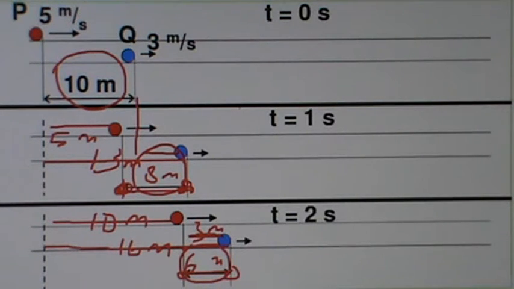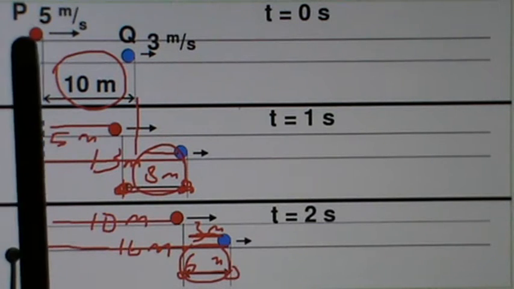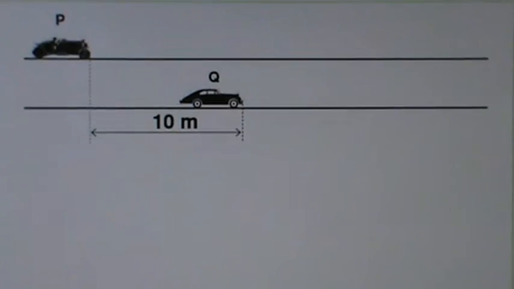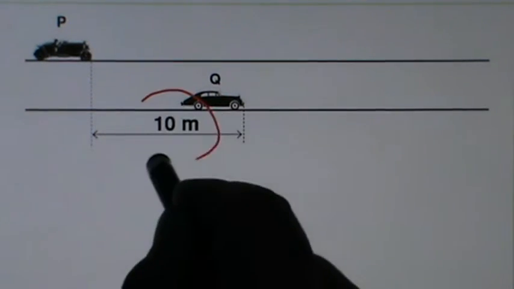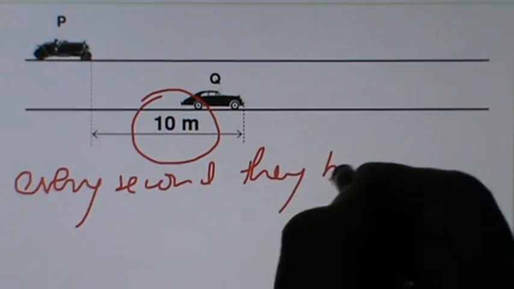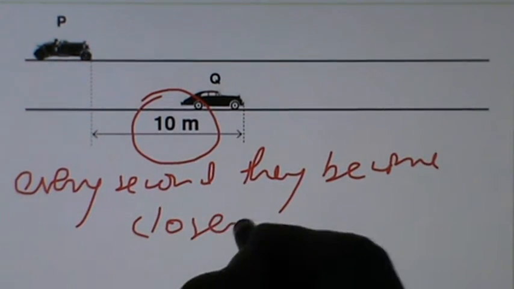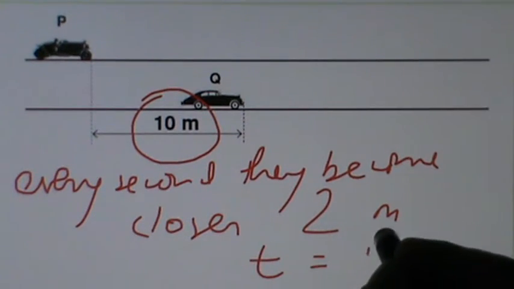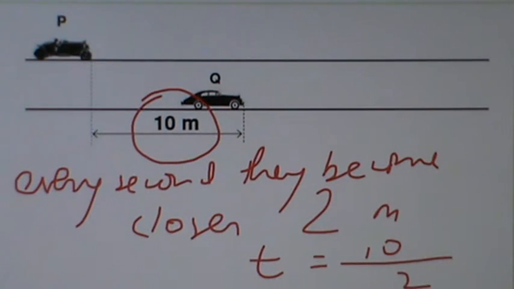So how does this number actually come about? Well, you can think that this 2 comes from 5 minus 3. Or in other words, we can say that P is catching Q by 2 meters every second. So if their initial distance is 10 meters and every second they become closer by 2 meters, you can say that they will meet after their initial distance divided by 2, or they will meet after 5 seconds.